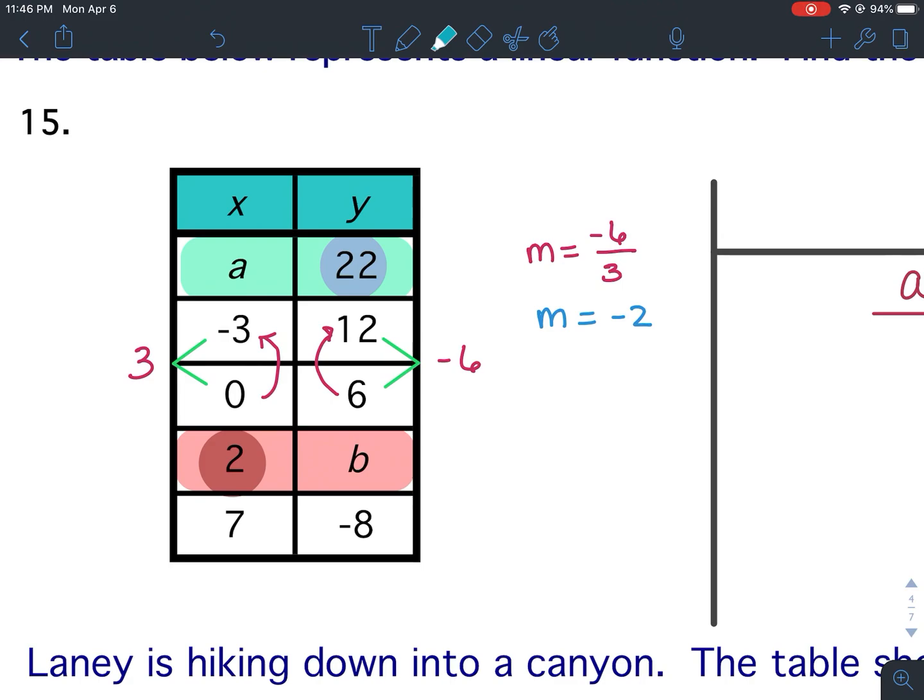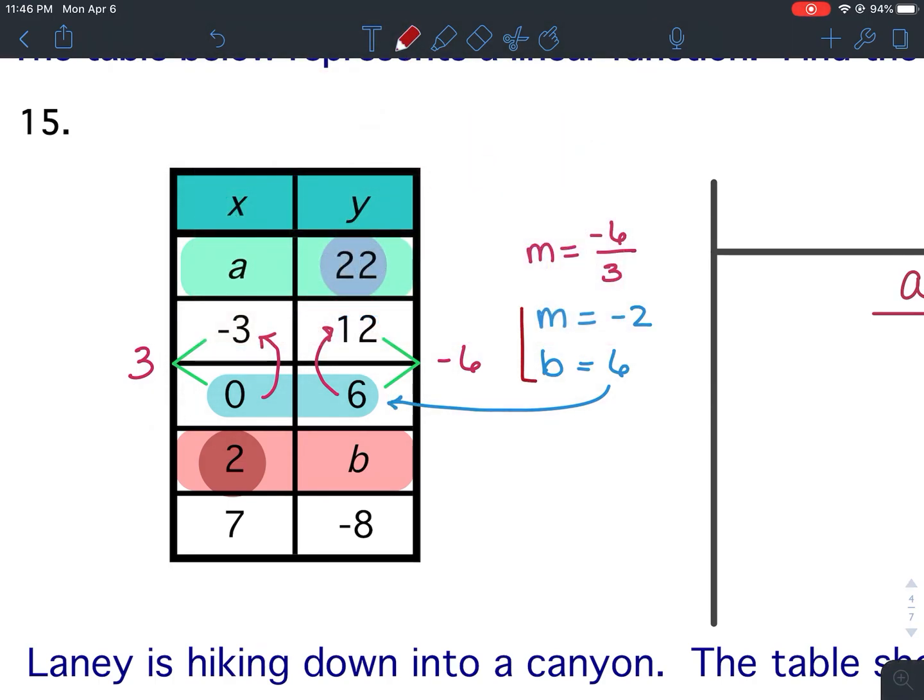Your y-intercept, see if you've heard of this before. The y-intercept is the value of y when x is 0. Well, right here is where x is 0, so if I go over, there's my value of y. So my y-intercept is 6.